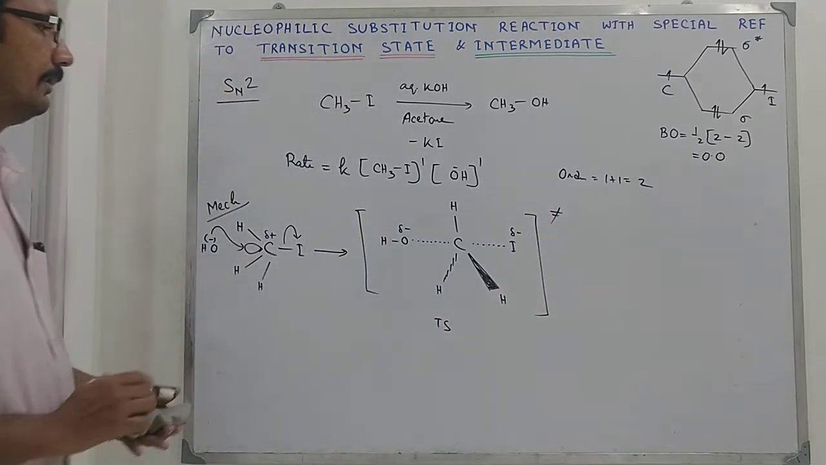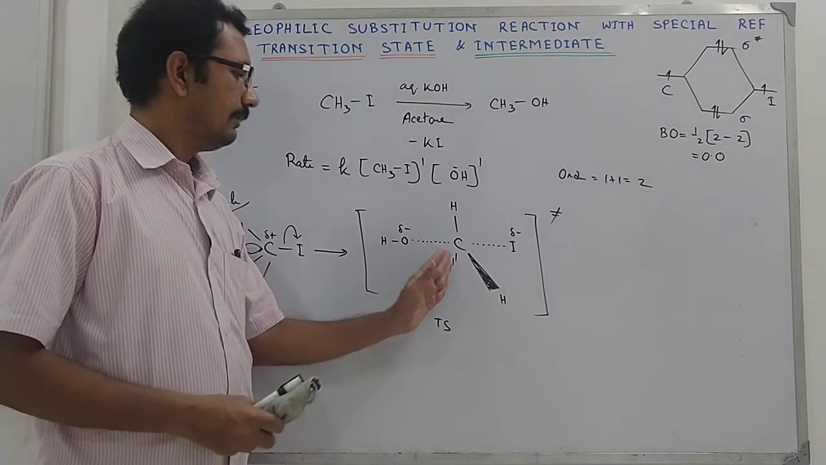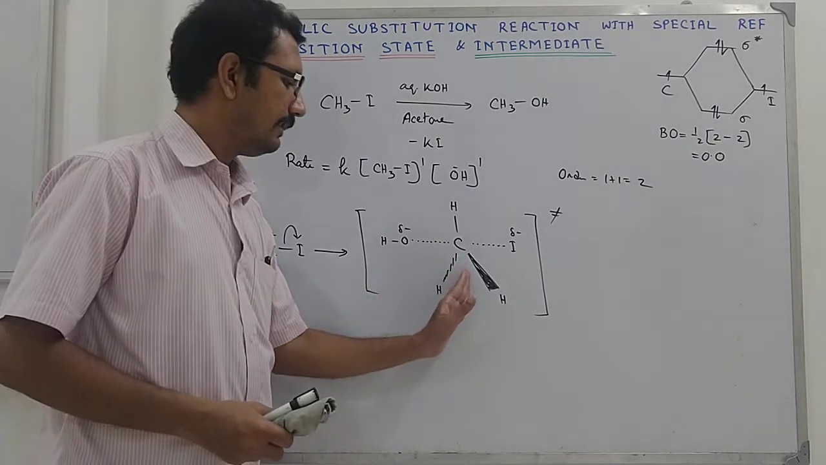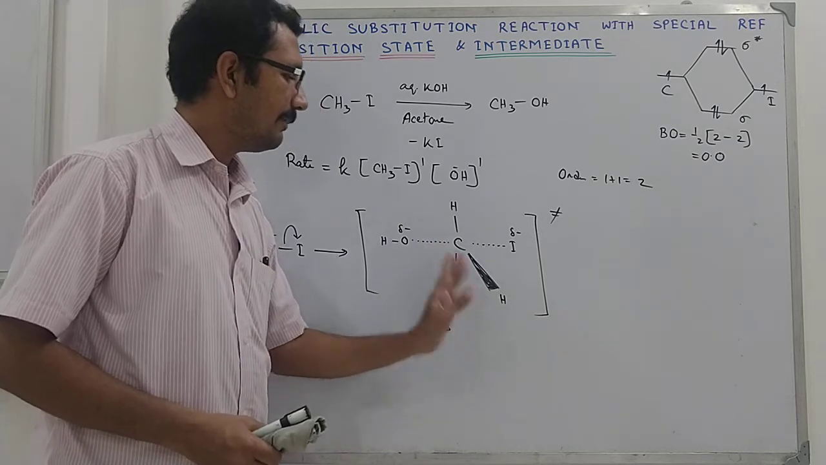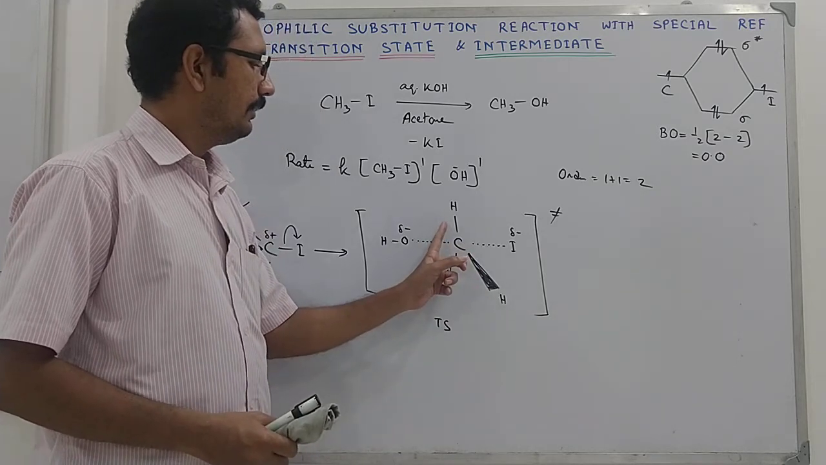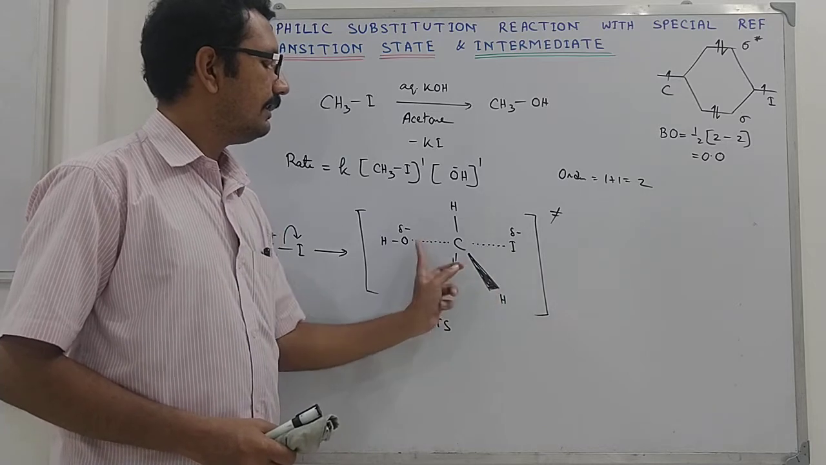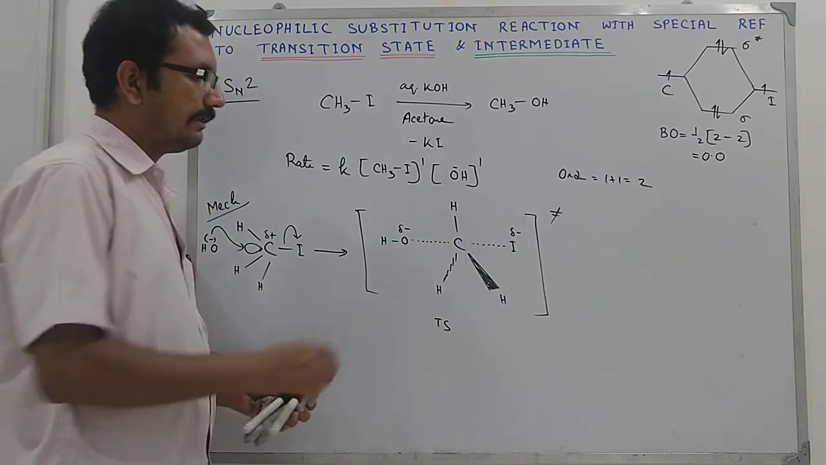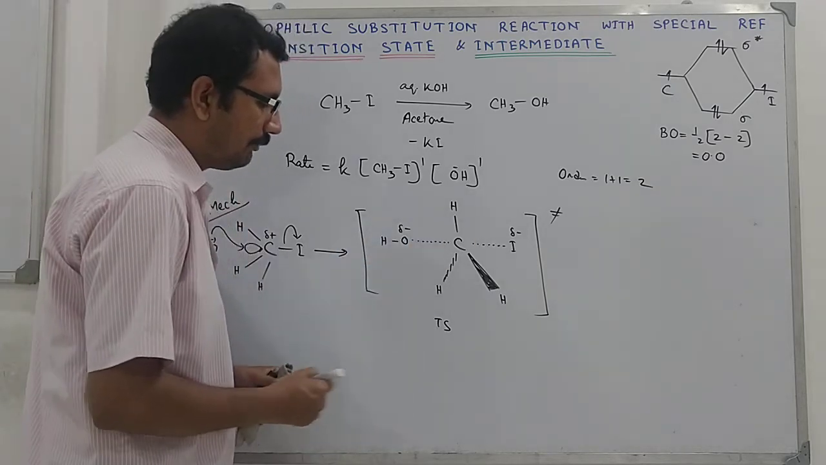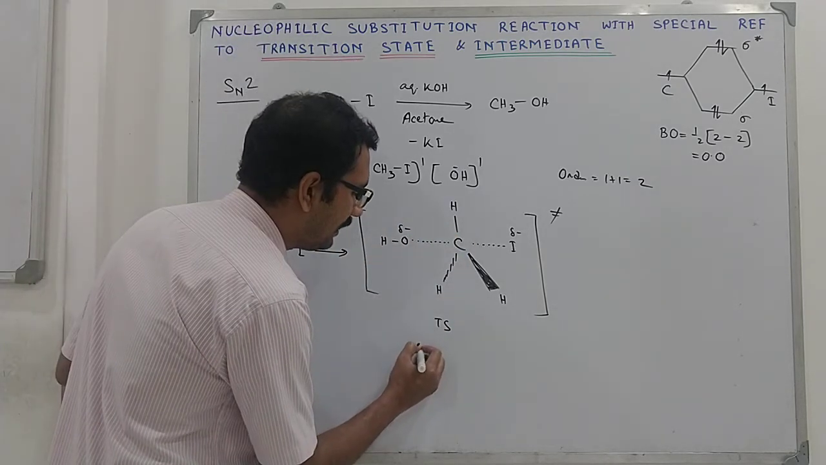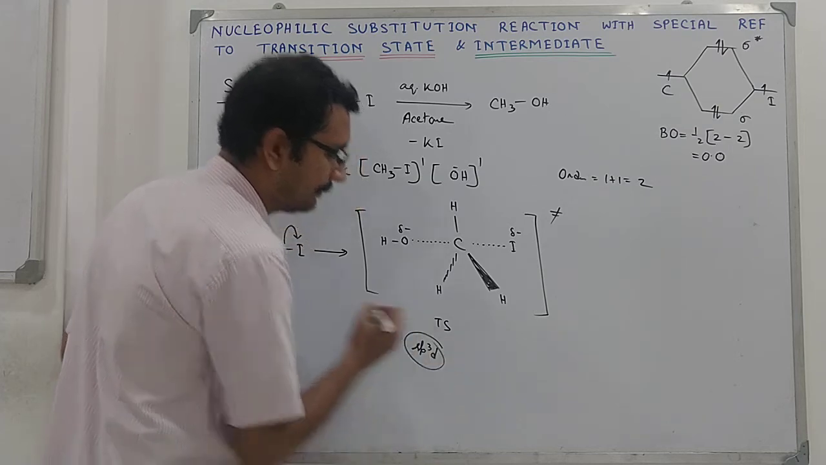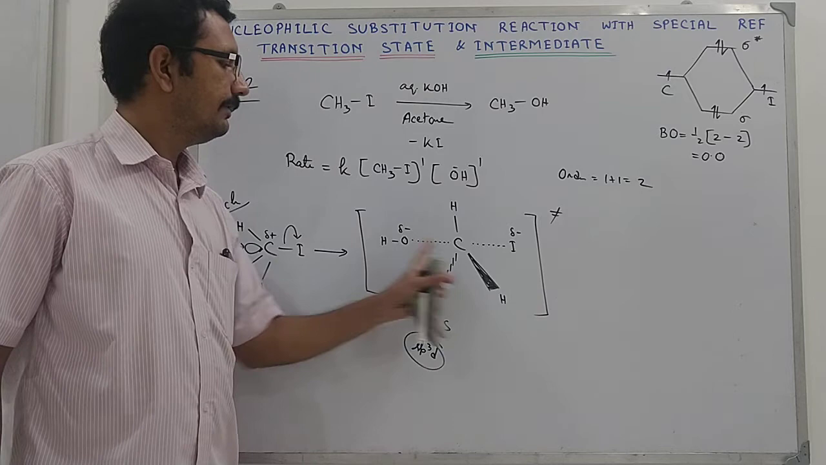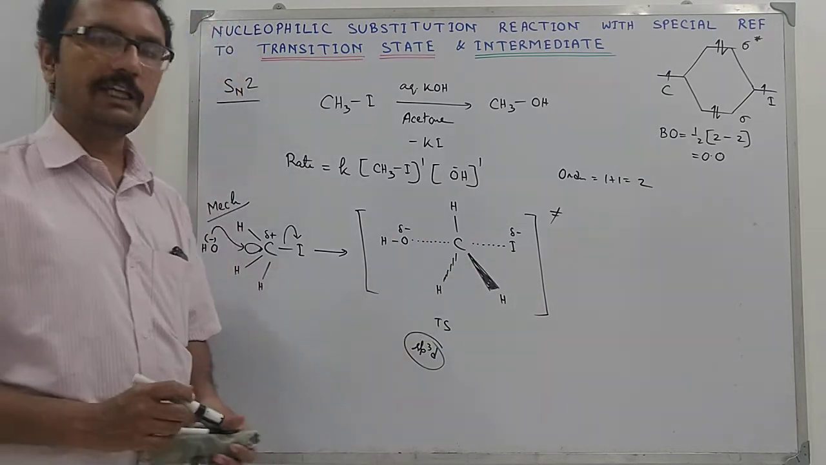So it is a trigonal bipyramidal structure. See, this H is below the plane, this H is above the plane, and this OH and I are on the plane. So we have a trigonal bipyramidal structure, that is the pentavalent carbon. Now to have such a structure, the hybridization must be sp3d. This hybridization can only give such a pentavalent state.